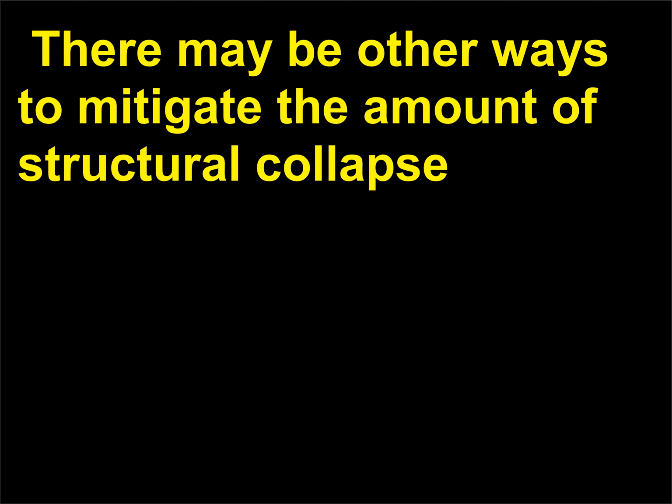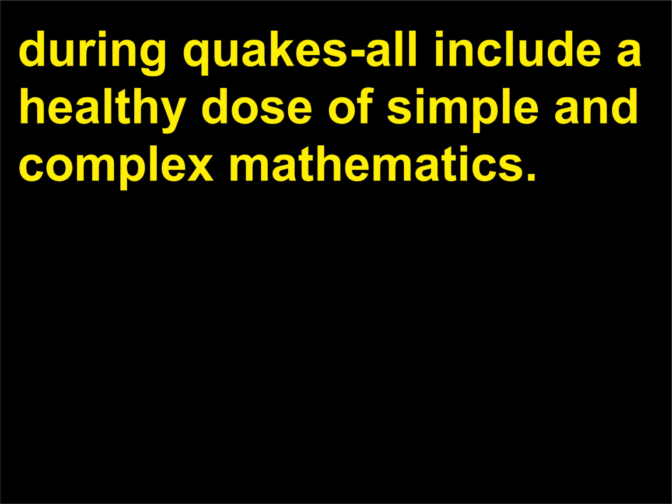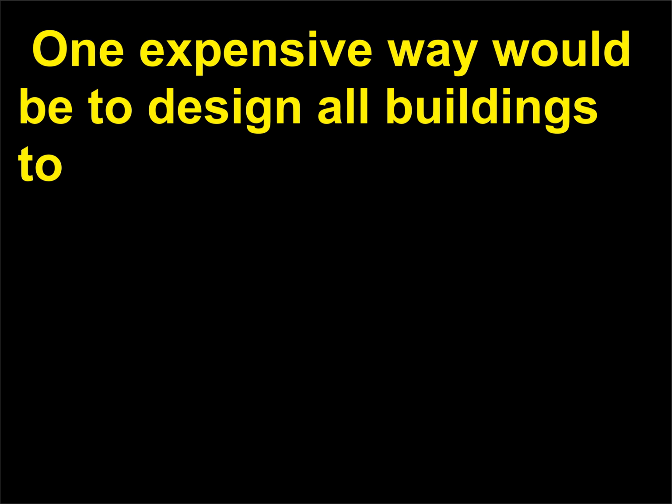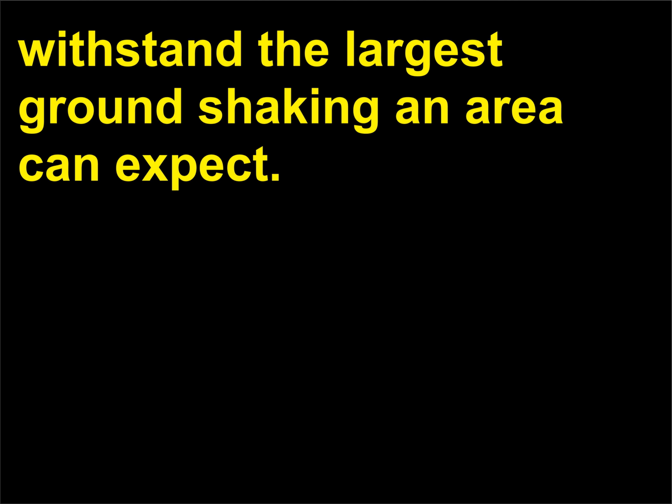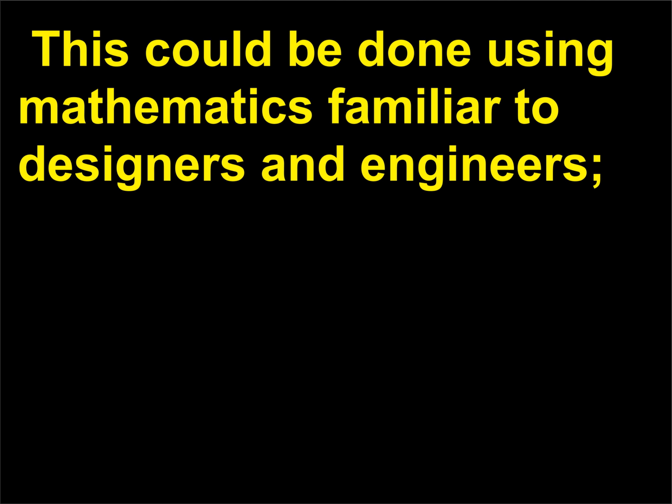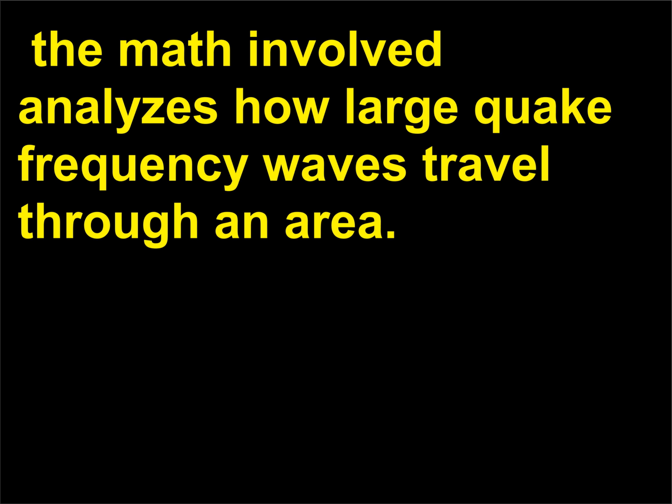There may be other ways to mitigate the amount of structural collapse during quakes. All include a healthy dose of simple and complex mathematics. One expensive way would be to design all buildings to withstand the largest ground shaking an area can expect. This could be done using mathematics familiar to designers and engineers. The math involved analyzes how large quake frequency waves travel through an area.